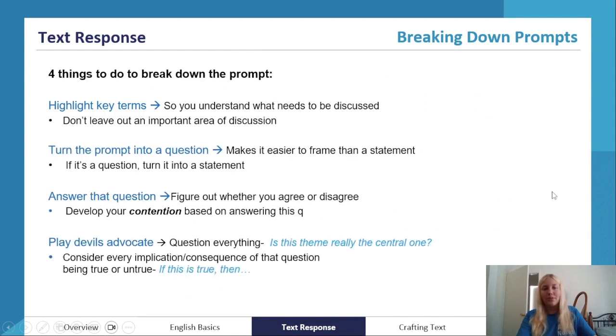Prompt breakdown to help you guys. Things that you can do: highlighting your key terms, making sure you understand them, rephrasing prompts to make them easier to answer. Figure out what your opinion is, how much you agree or disagree, making sure you have a counter argument, making up questions to come up with ideas for your topic sentences.